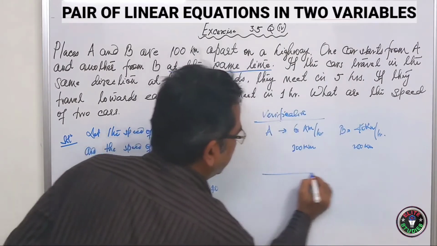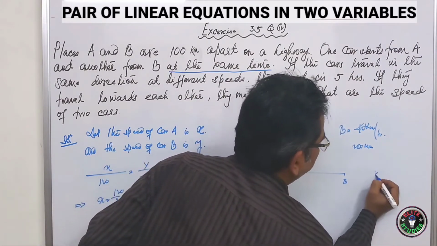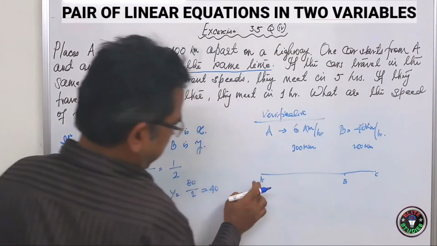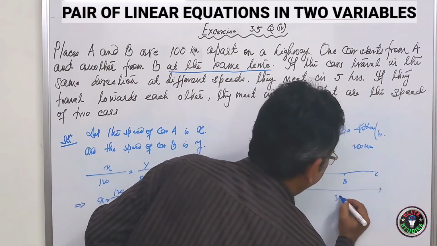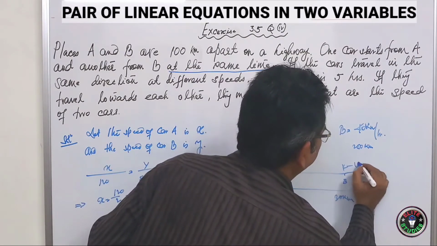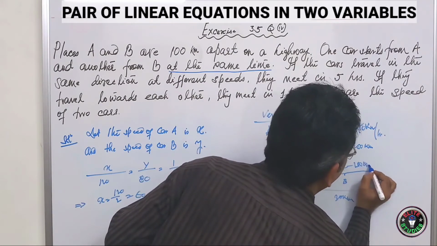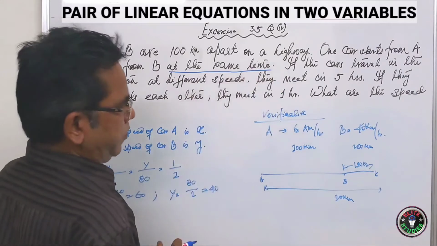So now you see it was correct. A, B, and this was the point C. So you see A has covered 300 kilometer, and B has traveled 200 kilometer. So now you see you are left with 100 kilometer. So the answer is correct. The first part is correct.